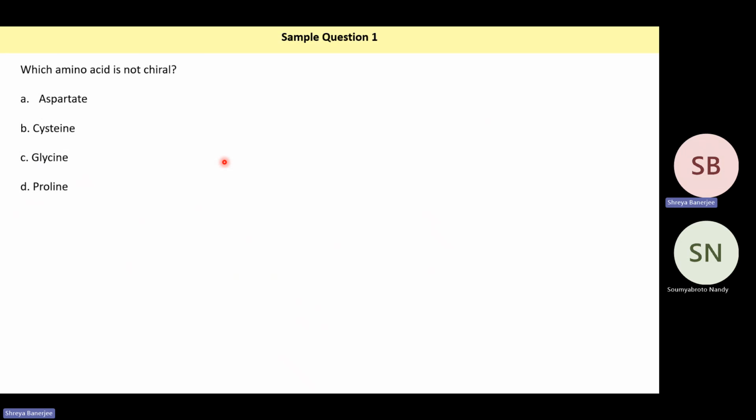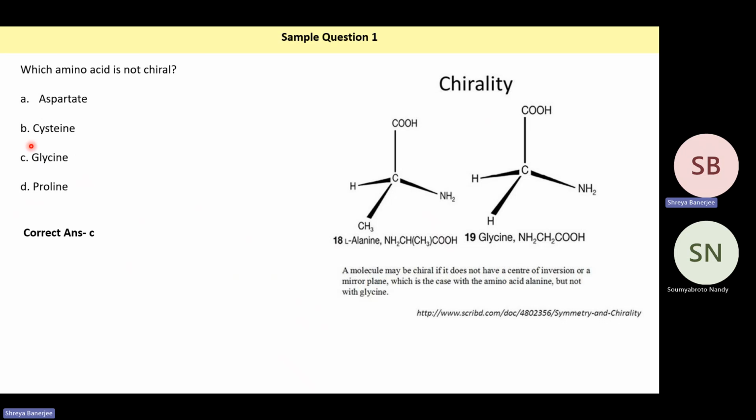So one question was, which amino acid is not chiral? We know the answer is glycine, because for chirality, the carbon needs to be attached to 4 different groups. And in glycine, we have the carboxyl and amino group, but both the other groups are hydrogen. So glycine is not chiral. Of all the 20 amino acids, only glycine is not chiral. All the other 19 amino acids are chiral. So the correct answer is C.